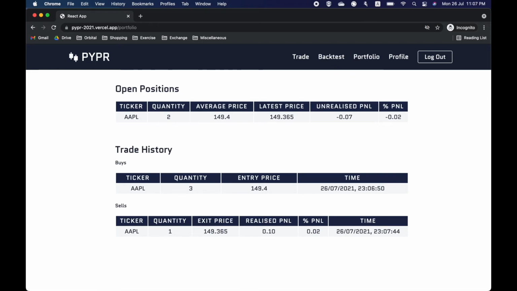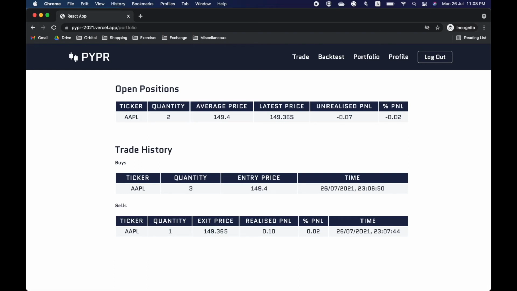Now I will go into the detail of our portfolio page, which consists of two tables. First is open positions and second is trade history. Open positions contains the user's existing stock positions, and each position has ticker, quantity, average price, latest price, unrealized P&L, as well as percentage P&L. The average price is the average value of the user's stock position, and unrealized P&L is equal to the difference between the latest price and the average price multiplied by the position quantity.